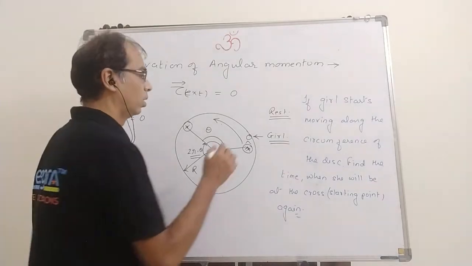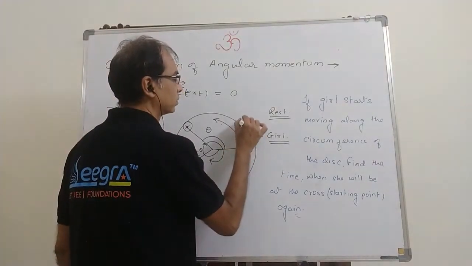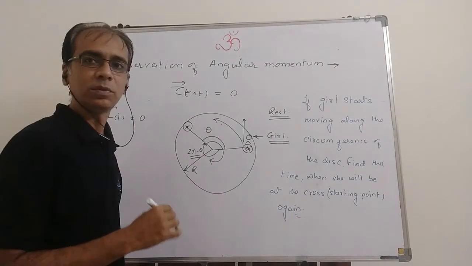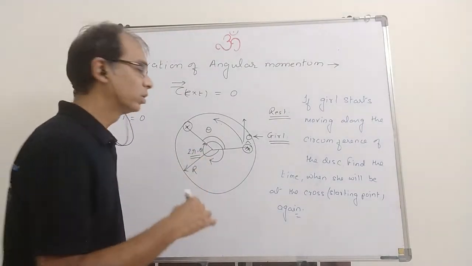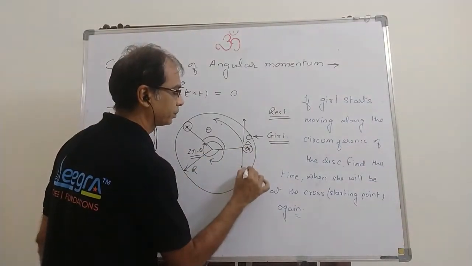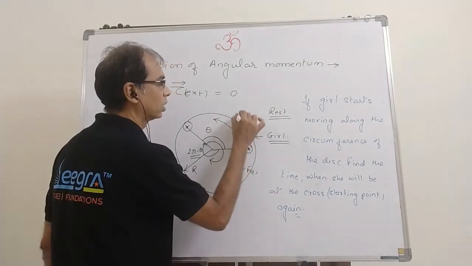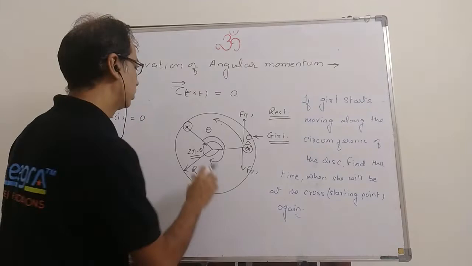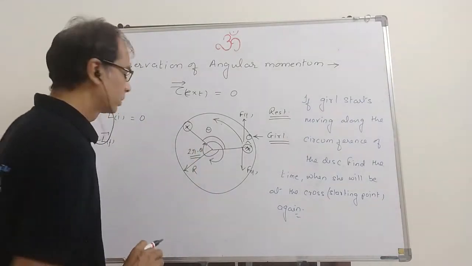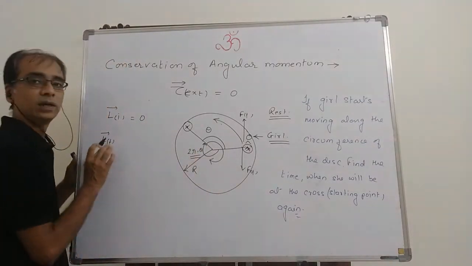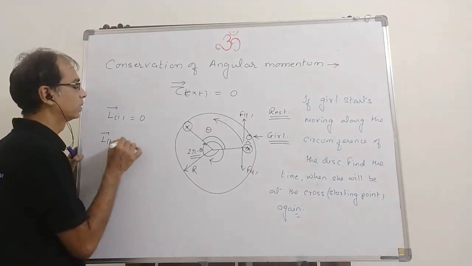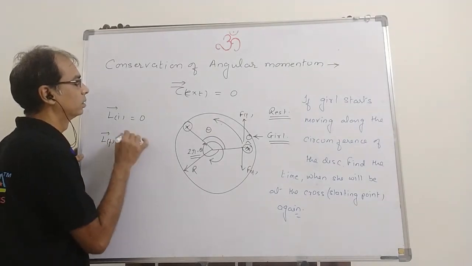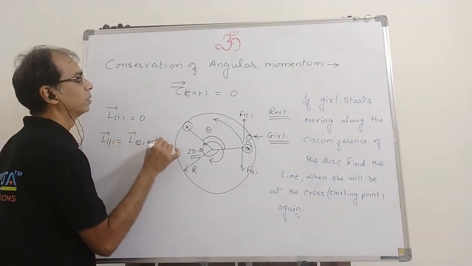We know that about this the torque is 0. How? On the girl, what is acting forward? Friction. Because of friction, she is moving forward. And on the disk, there is friction too. So the total torque along the axis is 0, so we are conserving angular momentum about the center. Final angular momentum is the angular momentum of the girl plus the angular momentum of the disk.